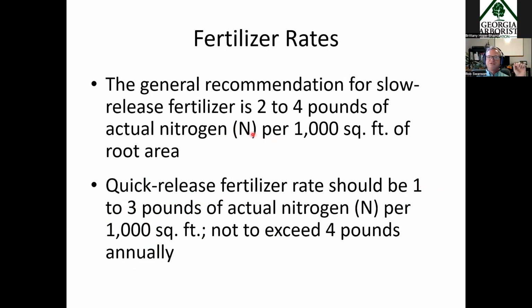So under the slow release, it's 2 to 4 pounds. And the reason it's 2 to 4 pounds is because this stuff persists in the environment a lot longer. So this is delivered over a period of a year, whereas you might have to do a couple of applications per year of the quick release fertilizer. So you might put down 1 pound now and 1 pound in the fall, or 1.5 pounds now and 1.5 pounds 6 months later, or something like that. So that's the difference between a quick release and a slow release.